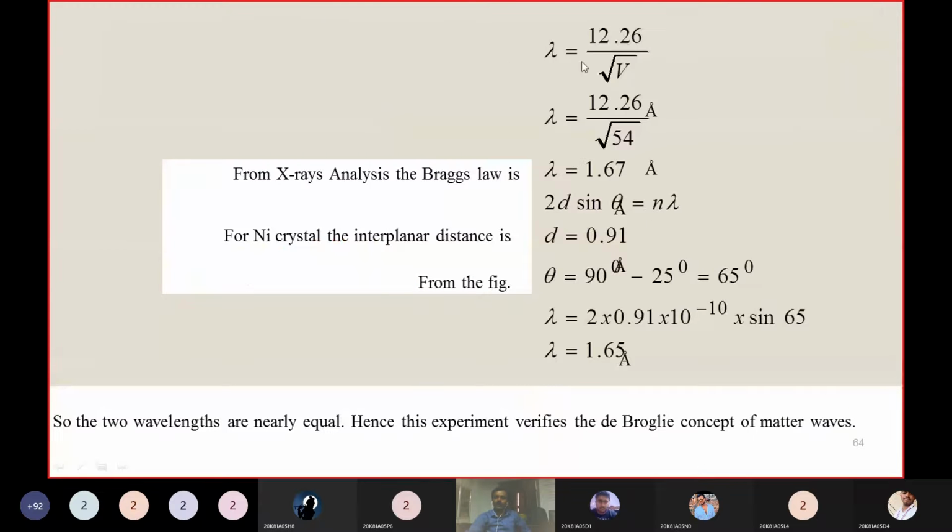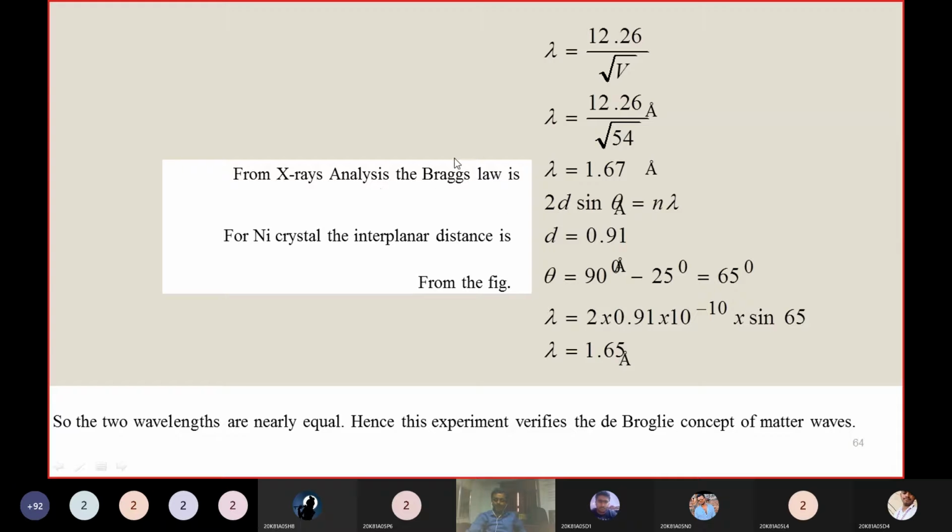Now we are calculating according to the theory. What is the voltage we applied here? 54 volts. If you substitute 54 volts here, we get the lambda value, lambda equal to 1.67 angstroms. This is the theoretical wavelength value. Now by experiment, that means according to the X-ray analysis.